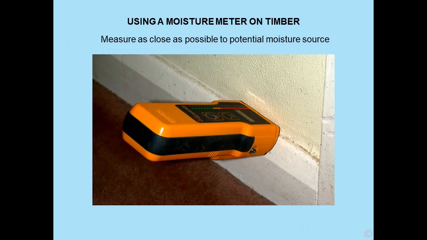How do we use a moisture meter on timber? Basically, we have to measure as close as possible to the potential source of moisture. Take this skirting, for example. We're using the very top of the skirting. Why? It's very close to the potential source of moisture. The feature to remember is that water does not pass very readily across the grain. Hence, you need to go very close to that potential source of moisture.